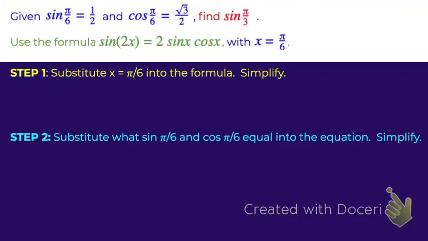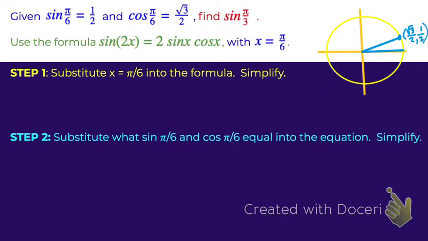Here we're given the sine and cosine of pi over 6, and we're asked to use that to find the sine of pi over 3. Let's first picture pi over 6 on the unit circle. If this were pi over 6, this blue angle, then this point right here represents the cosine and the sine of pi over 6. Remember, the first coordinate, the x-coordinate, is the cosine, and the y-coordinate is the sine.